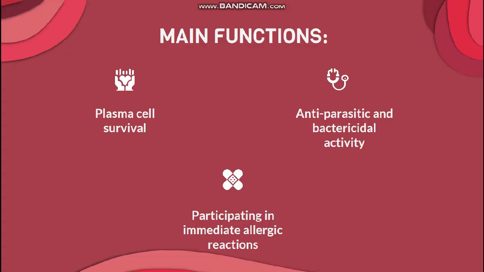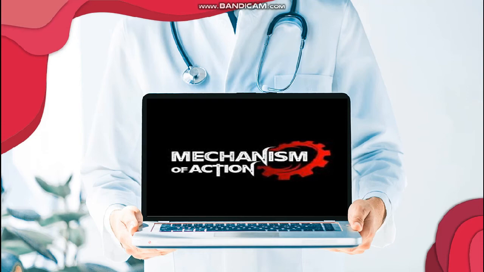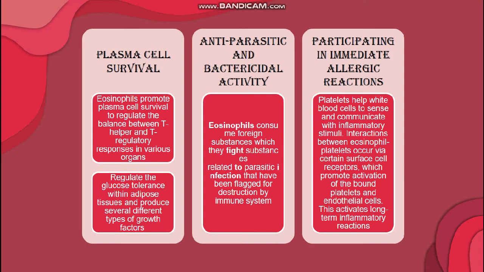I will present about the functions and mechanism of action of eosinophils. There are three main functions of eosinophils. The first one is plasma cell survival, the second one is antiparasitic and bactericidal activity, and the last one is that eosinophils participate in immediate allergic reactions. So how do eosinophils work in our body?